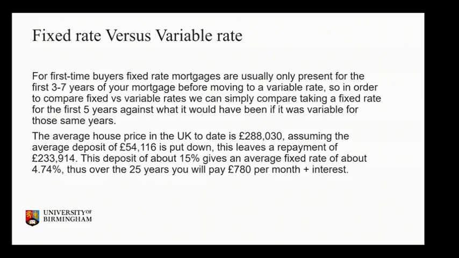So now taking the average house price in the UK as £288,030, assuming the average deposit of £54,116 is put down, this leaves £233,914 to repay. Then this around 15% deposit could give an average fixed rate around 4.74%. Overall, over the 25 years, you'll pay around £780 per month plus interest.